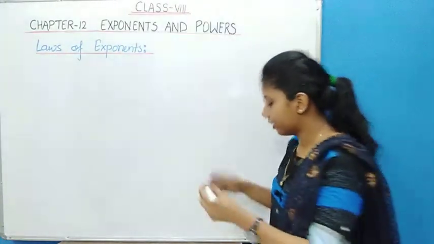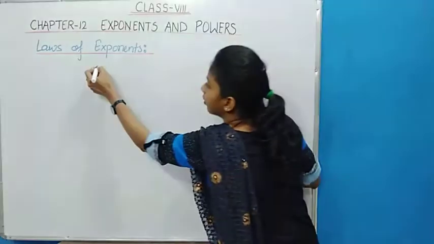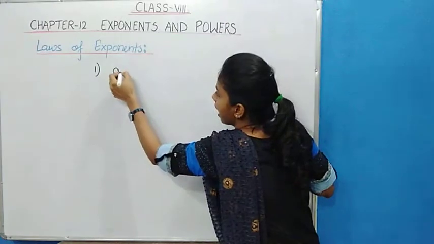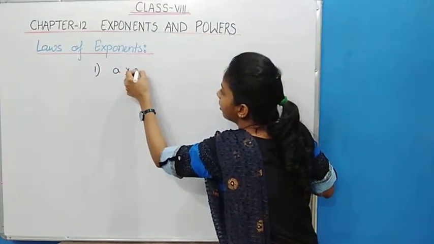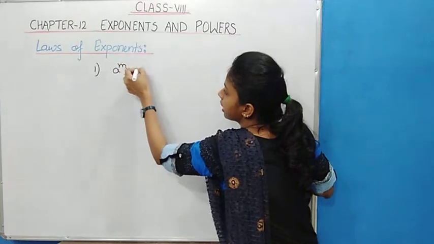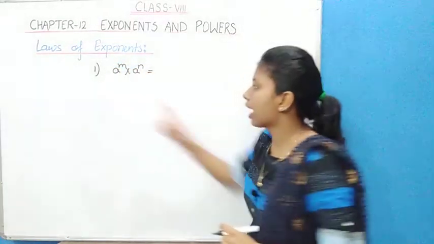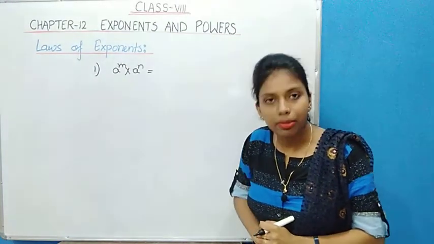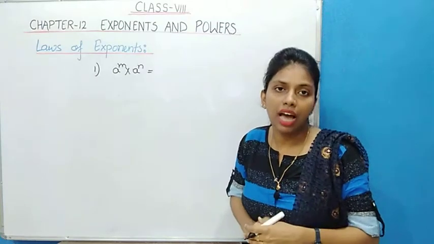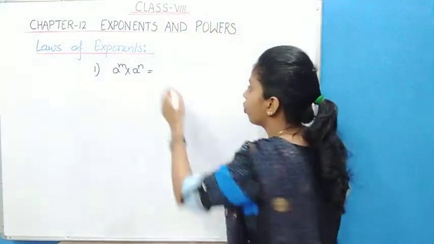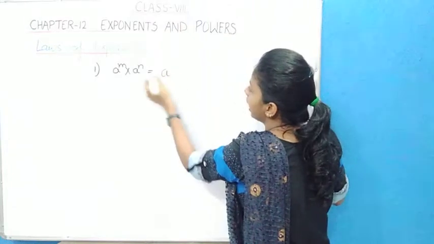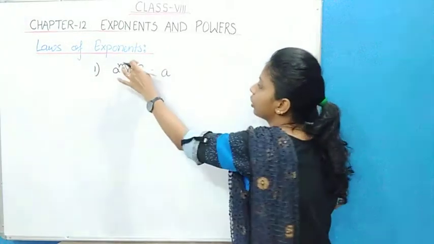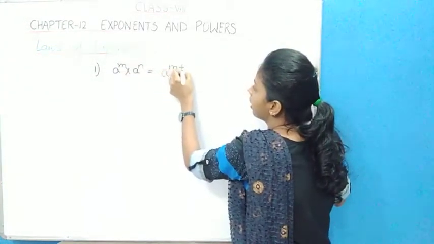The first law is that if we have the same base, like a, and different exponents, suppose they are m and n. So here we have the same base a with different exponents. After multiplication their exponents are going to be added with each other. So what we get is the same base, a, to the power m plus n.